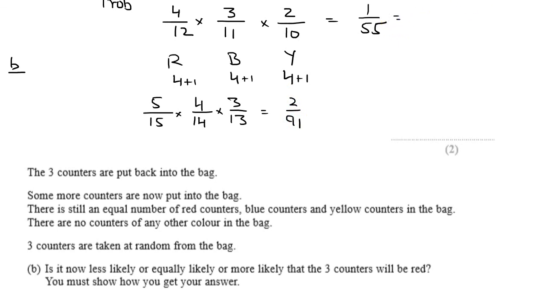1 over 55 is 0.181, and this is 0.022. This is 0.018. So this is 0.02, is 0.01. So the probability is more likely. So that is the answer.